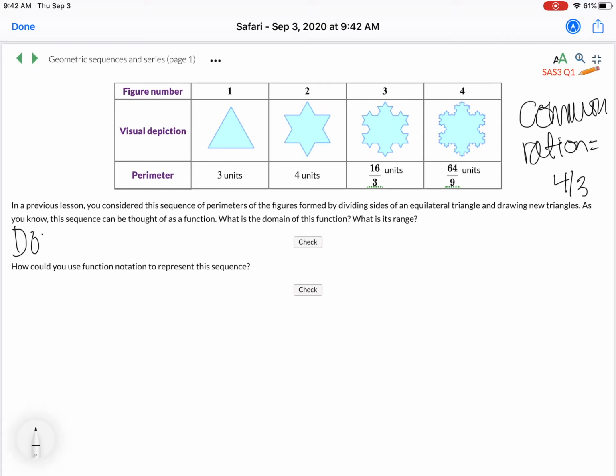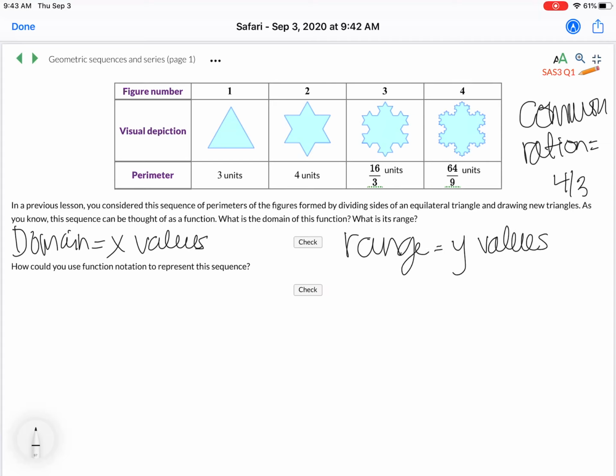So remember that domain is my x values. So my input values, okay? And I want you to remember that range is my y values or my output values. So figure number, those are all going to be our x's, our domain, and our perimeter is our y, which is known as our range, okay? So on number 1a, it says, what is the domain of this function, okay?